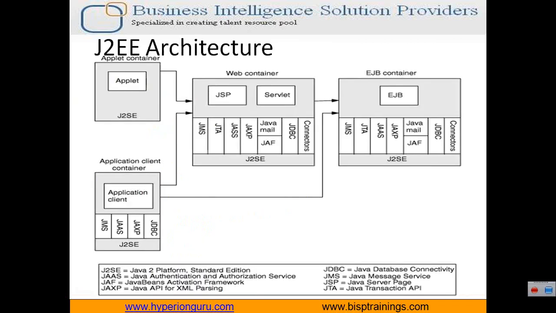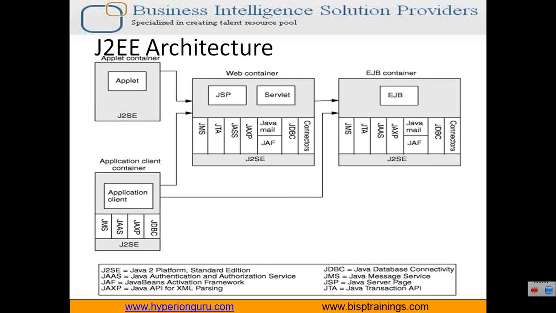And if we look at the J2EE architecture, we will have a different set of components. Across the J2EE architecture, we will have applets as part of the Java technology, and application clients. We will have clients like JDBC, JAX, JAS, JMS. Those kinds of clients will be there, and we will have web containers. A web container contains connectors, JDBC, JavaMail, JAX. Those kinds of things are there.